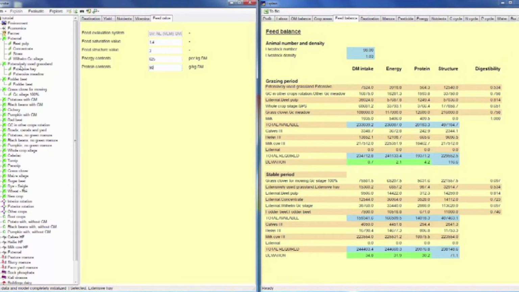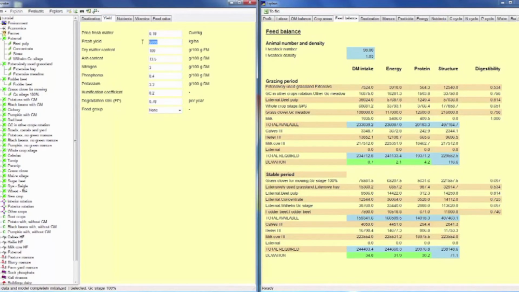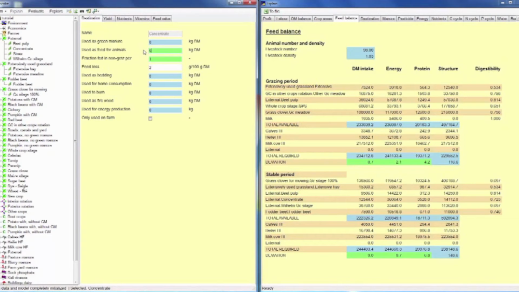In the stable period, also grass clover silage is fed. The yield is low. I expect the yield to be higher. The feed balance gets more realistic now. If we feed a bit more concentrates, it is acceptable. This is a realistic diet and the crop features are still reasonable.